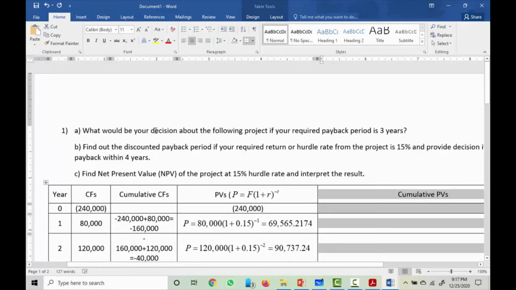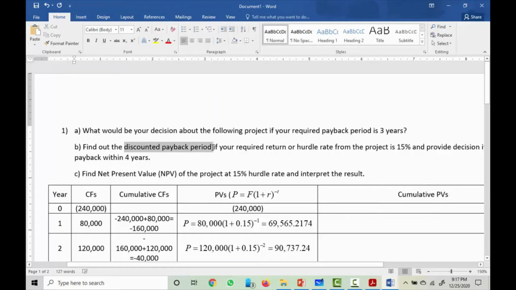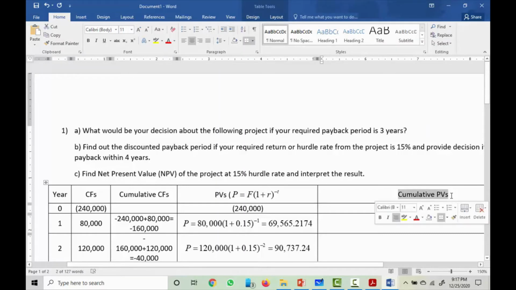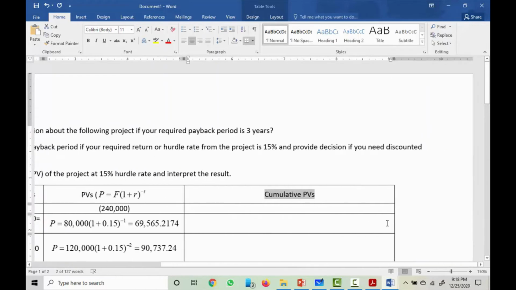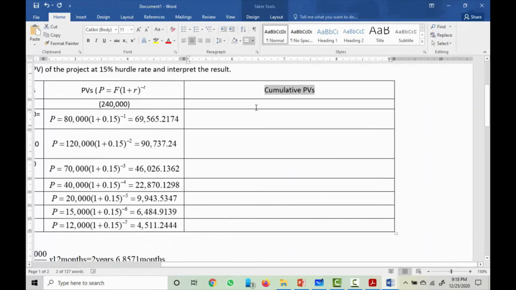Since we want to find out the discounted payback period, as I said before, discounted means we need to find out the present values. So we need to use cumulative present values. To find out the discounted payback period, we need to use cumulative present values. So now let us calculate cumulative present values. First of all, this is the first cash flow, this is the first present value.